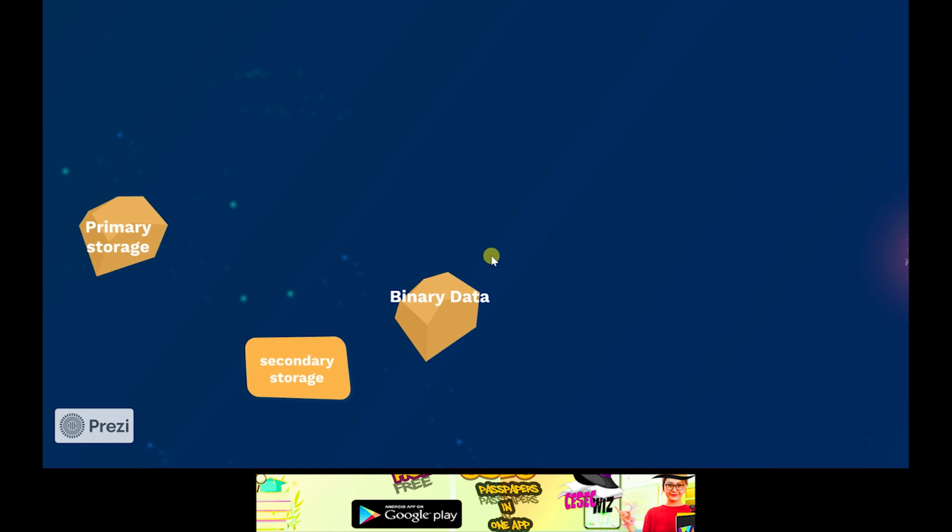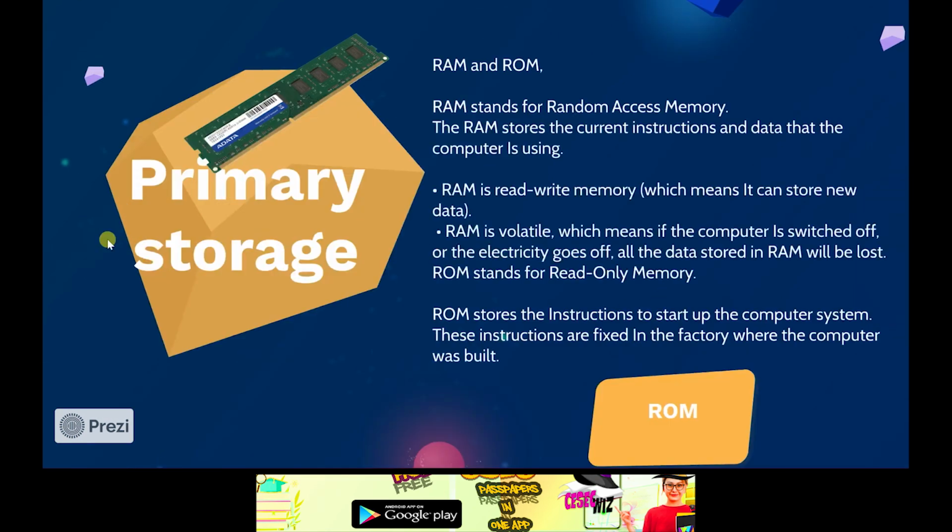Alright, so let's get back to it now. So there are two main types of storage, and that's primary storage and secondary storage. This video will be focusing mostly on primary storage, so let's get into that. Alright, so you have RAM and ROM. So RAM and ROM.